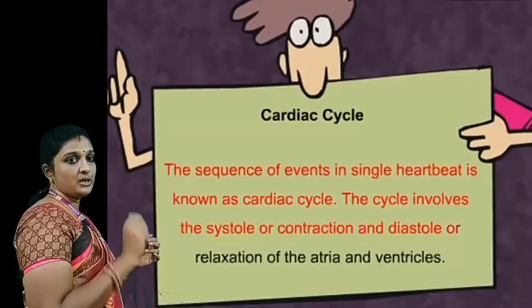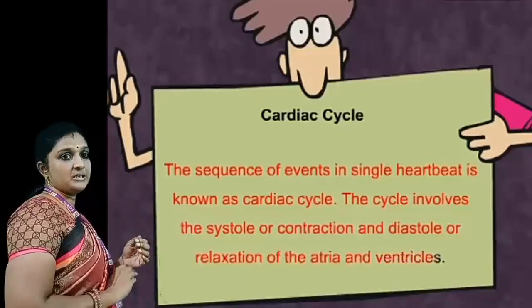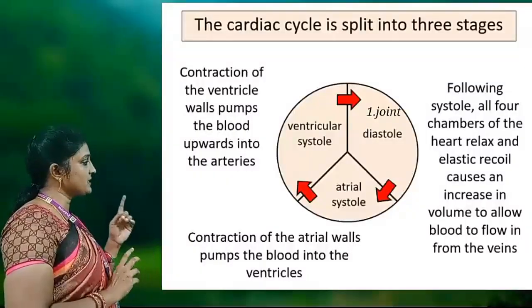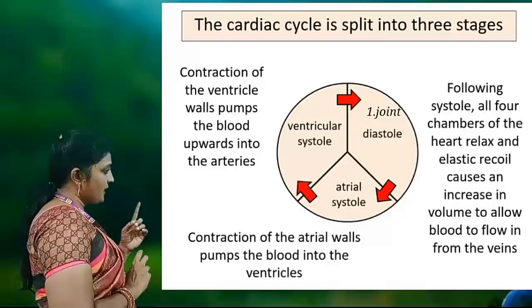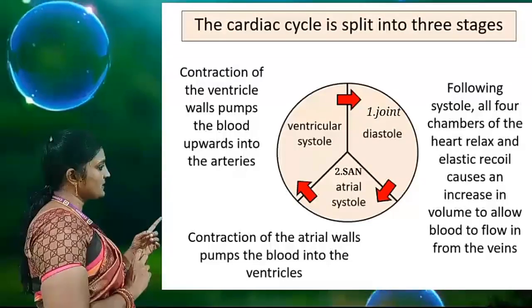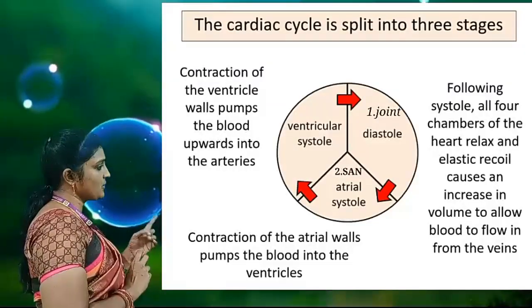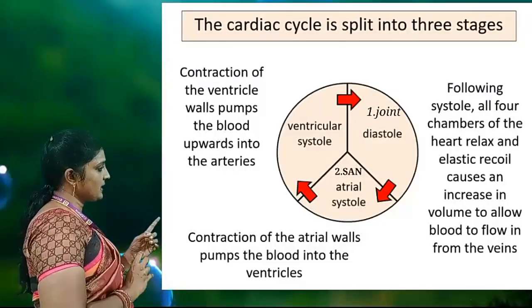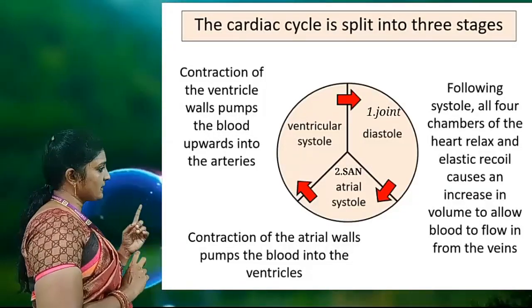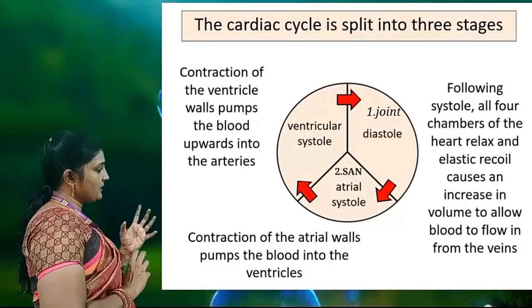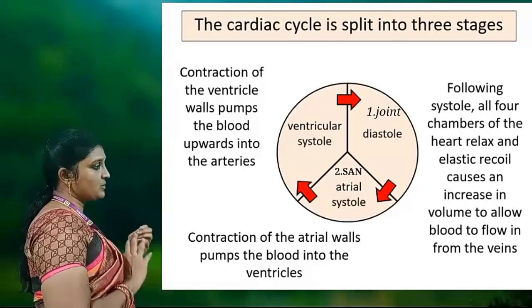Quick recap about the cardiac cycle. In sequential order, first is joint diastole, followed by auricle systole. This auricle systole is formed by the SAN nodal tissue. This SAN nodal tissue creates the auricle systole in the right auricle and left auricle. In that way the auricle contracts and pushes the blood to the ventricle.